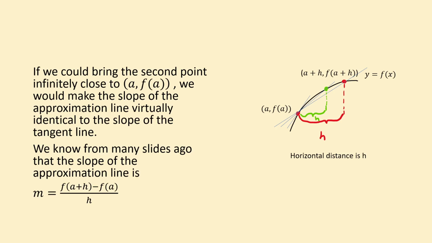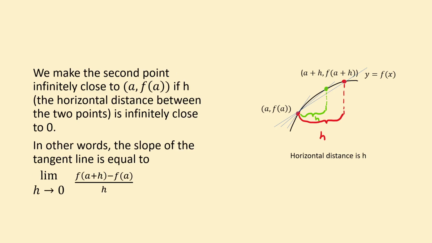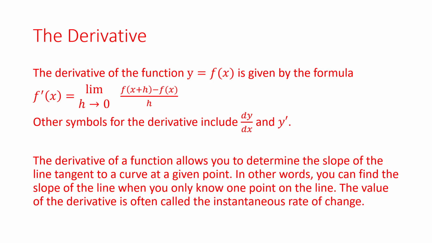We know from many slides ago that the slope of the approximation line is given by the formula down below, f of A plus h minus f of A over h. And using limits, we can say that the slope of the tangent line will be equal to the limit as h goes to 0 of f of A plus h minus f of A over h. Okay? And that's the derivative formula. The derivative of the function y equals f of x is given by the formula f prime of x equals the limit as h goes to 0 of f of x plus h minus f of x all over h.